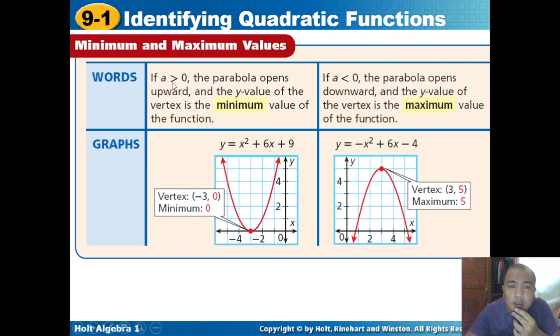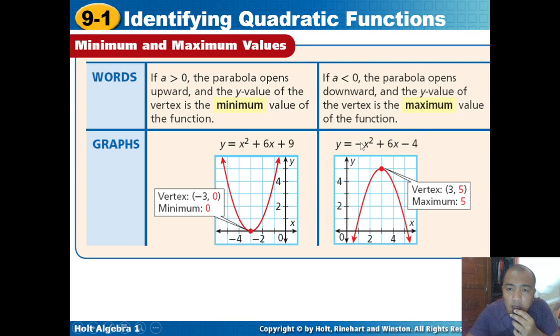Here, if A is greater than 0, the parabola opens upward. You know that. And the y value of the vertex is the minimum value of the function. That means if the vertex is negative 3, 0, the minimum value is 0. Okay? And since A is positive, it opens upward.